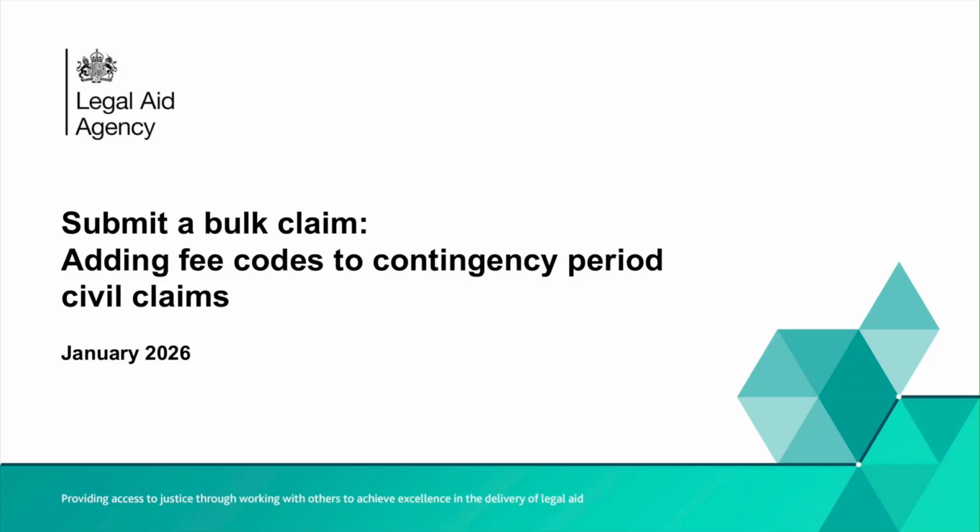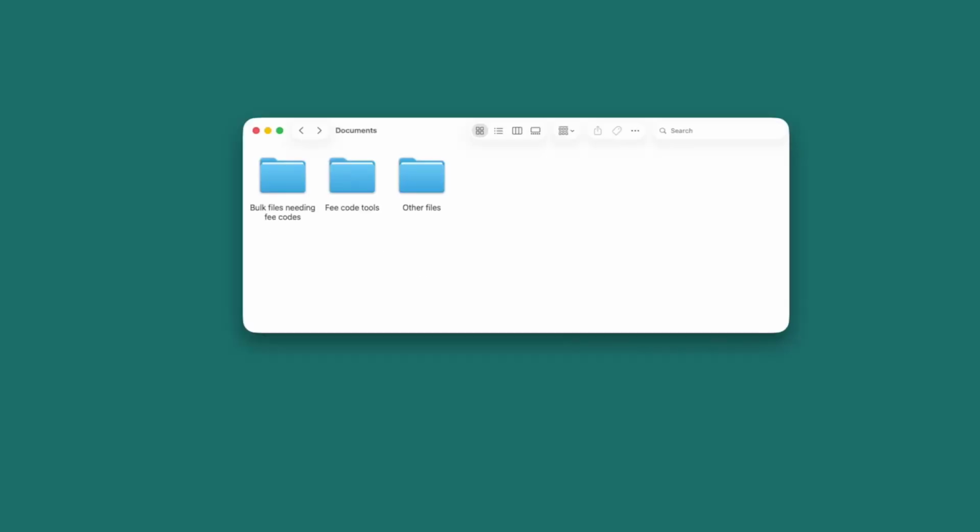As an overview, you will import a claim file into this spreadsheet. The spreadsheet will attempt to automatically assign fee codes based on the claim information. For civil claims, it will also attempt to assign a fee scheme to each claim. You can then paste this data into the bulk load spreadsheet to create a bulk load file and then upload it to submit a bulk claim. We'll now walk you through the steps you need to take.